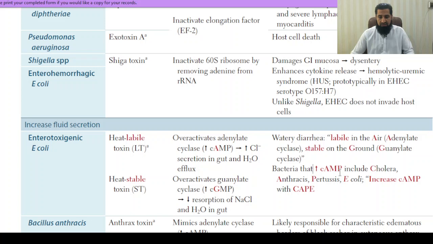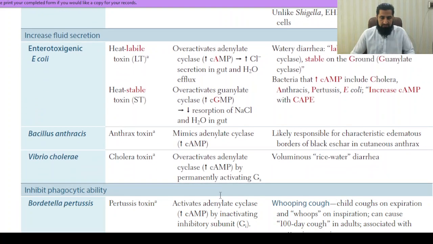Bacteria that increase cyclic AMP include cholera, anthrax, pertussis, E. coli. Increase cyclic AMP with CAP. C for cholera, A for anthrax, P for pertussis, E for E. coli. So this is how to remember.